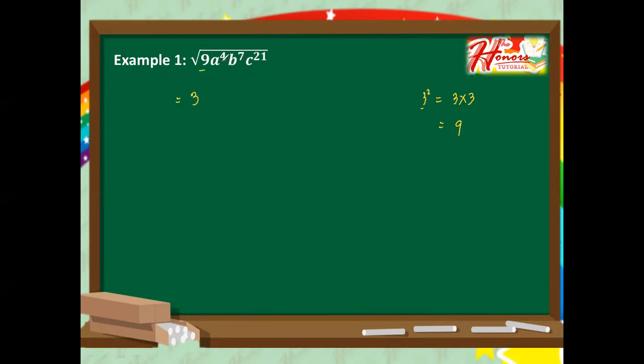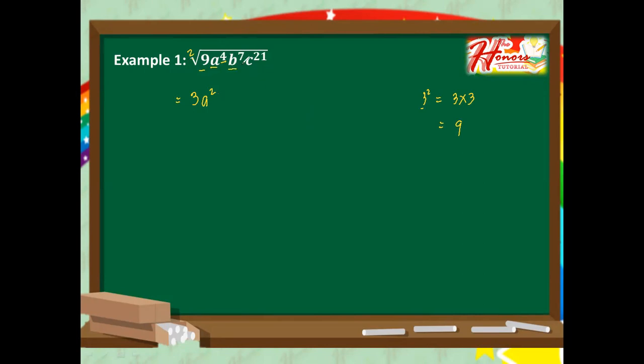And then for our variables, let's start with a. So a raised to 4, the exponent is 4, right? But the index here, though we cannot see it, there's 2 here. So what we are going to do is to divide 4, the exponent of a, with 2, which is our index. So 4 divided by 2, that's 2. So we have here a raised to 2. This is outside the radical symbol.